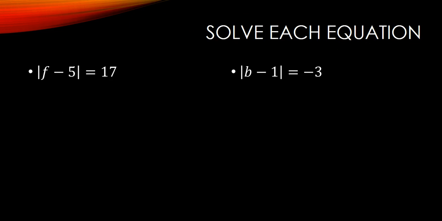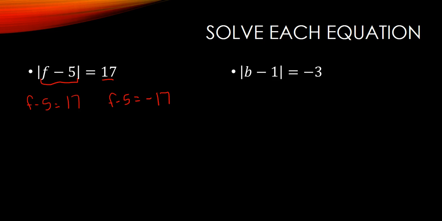So if we look at this first example in solving equations, we have the absolute value of something equals 17. So that's saying the distance from 0 is 17. Well, there's two numbers that are 17 away from 0. 17 is 17 away from 0, and negative 17 is also that far away from 0. So the inside of the absolute value here could equal 17, or it could equal negative 17. And we have to solve both of those equations.